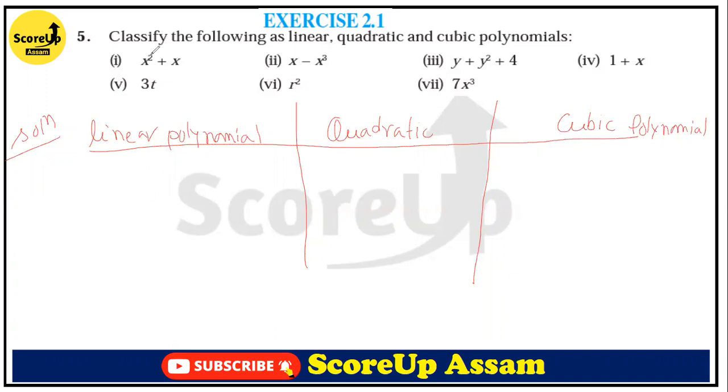Now see here, maximum power. What is a linear polynomial? Linear polynomial will be in the form what? ax plus b. Quadratic polynomial is in this form: ax square plus bx plus c. These are the standard forms, right? Cubic polynomial will be what? ax cube plus bx square plus cx plus d. Okay. Now see here.